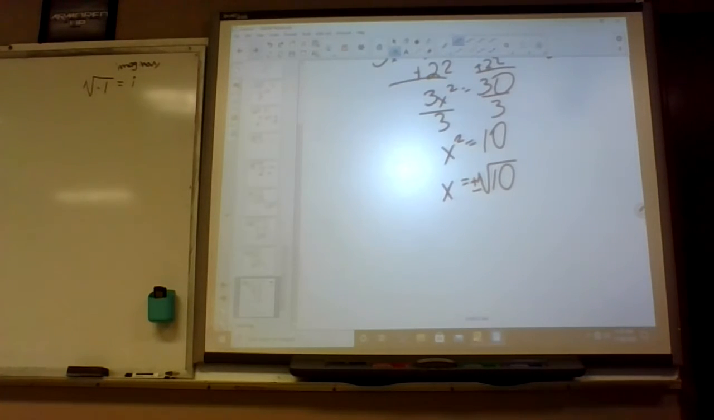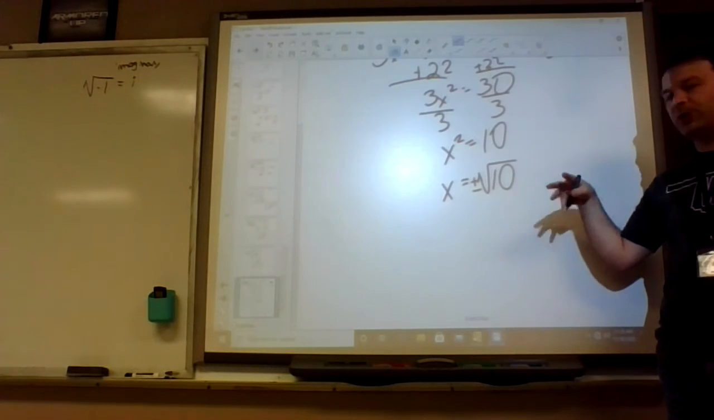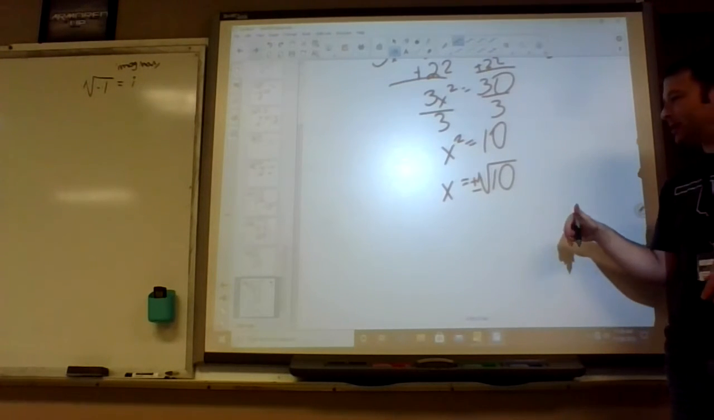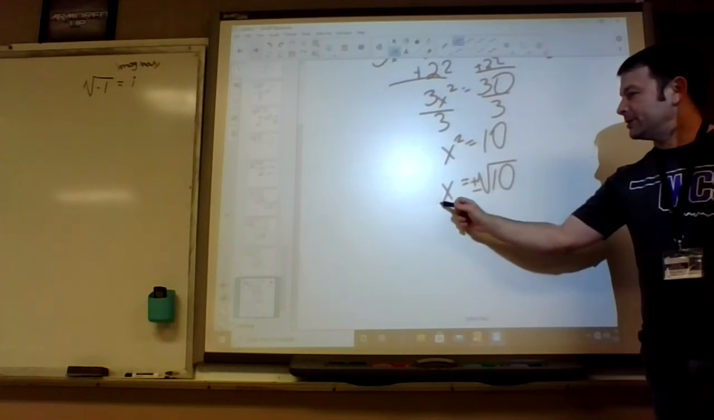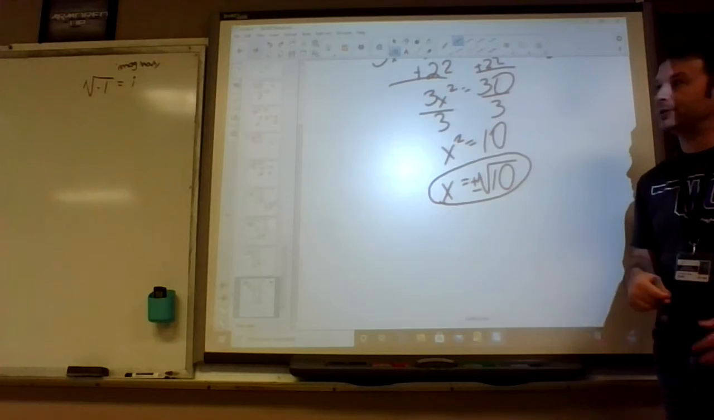Okay, in other words, we don't know exactly. We could use a calculator and give us a decimal. We like 3 times 3 is 9, right? So it'll probably be like 3.215, something weird like that. It doesn't come out nice and pretty, so we just leave it as square root of 10.